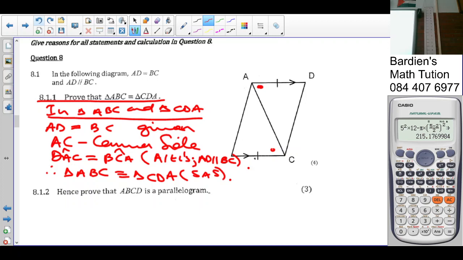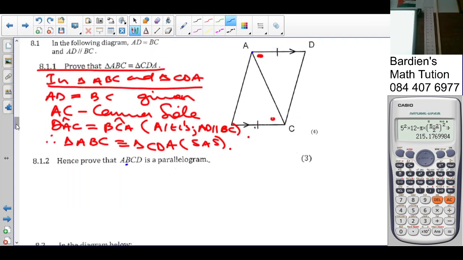Okay. 8.1.2. Hence prove that ABCD is a parallelogram. Why did I give you 3 marks back then? You say since. Yeah, there are 4 or 5 ways to prove something is a parallelogram. The way we're going to use here is that one pair of opposite sides are equal and parallel. We must first state the obvious.